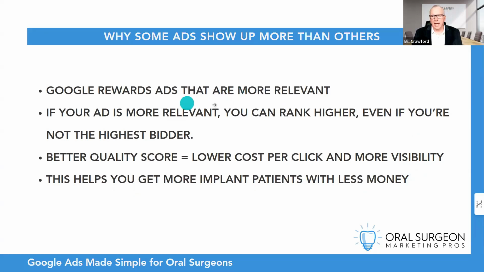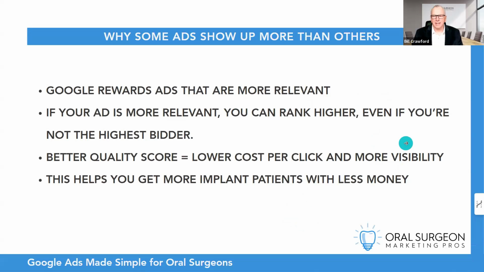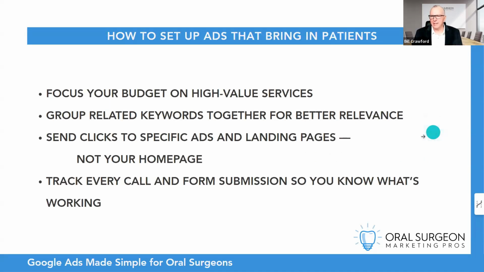So Google rewards ads that are more relevant. And if your ad is more relevant, it can rank higher, even if you're not the highest bidder. So a better quality score equals lower cost per click and more visibility. And this helps you get, in this case, more implant patients with less money. That's just how it works. So what I shared just there in the last few minutes, it's really the key essence of a well-managed Google Ads account. There's some other details I'd love for you to know, which I'm going to cover.